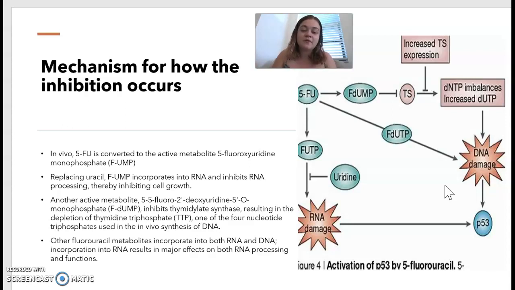So there are other fluorouracil metabolites that incorporate into both RNA and DNA. That incorporation into RNA really results in major effects on both RNA processing and function, as was mentioned throughout the presentation.